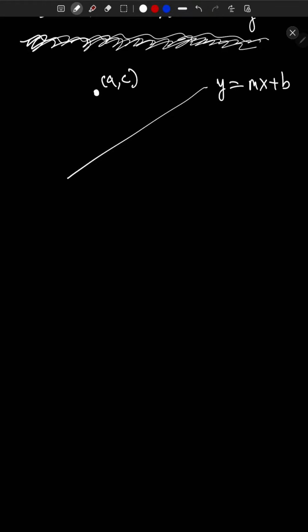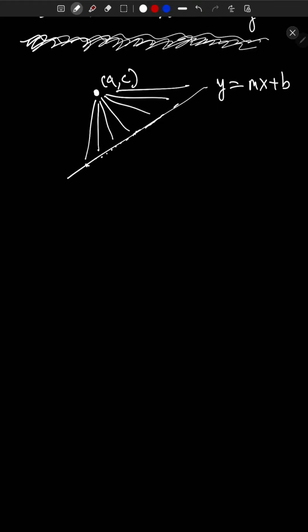All right. So in effect, what does the distance from a point to a line mean? It means what point on the line is as close as possible to the point (a, c). We want to find the point here that's as close as possible to (a, c), and that distance is the definition of the distance between the point and the line.